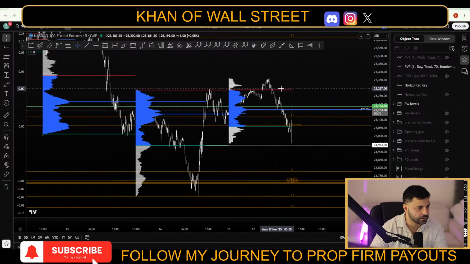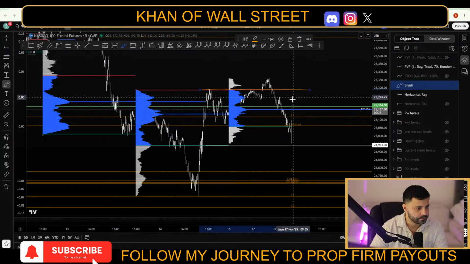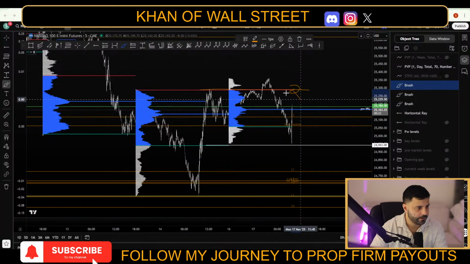This is going to be a major resistance. The value area high. That's actually the previous day value area high as well. So this is going to be a major resistance. Yeah. I do expect a reaction.